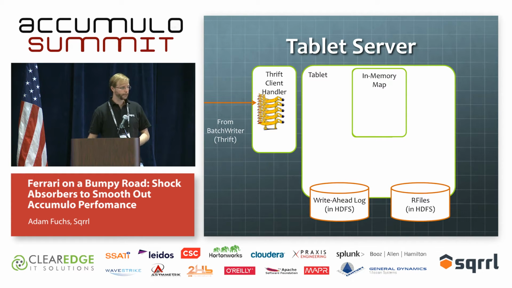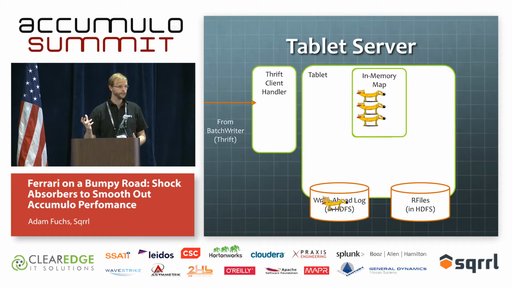On the tablet server side, a batch of mutations will come in, and it'll go through the Thrift client handler. There's a bunch of threading stuff in here that we're going to gloss over for this talk. But each of those mutations then gets split up into the keys that it represents and into a write-ahead log entry. Right, so we take that group of mutations, and for each mutation we create the key value pairs and write them into the in-memory map. That's so that they're immediately available for query.